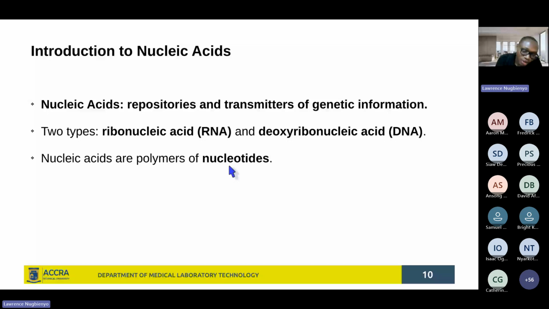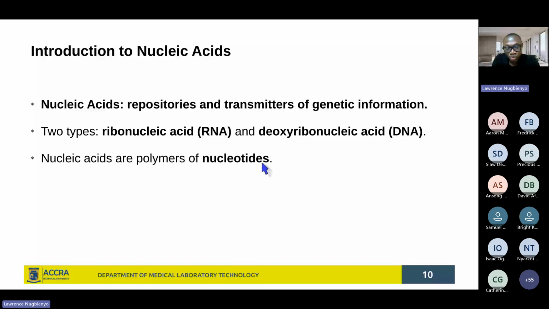Or if you take carbohydrates, you say carbohydrates are made up of monosaccharides. So monosaccharides will bond together to give you bigger carbohydrates. The same way you have nucleotides, which will bond together to give you nucleic acids, which will either be ribonucleic acid or deoxyribonucleic acid.